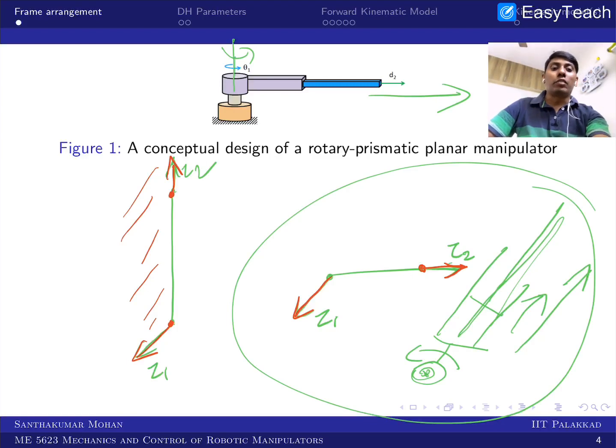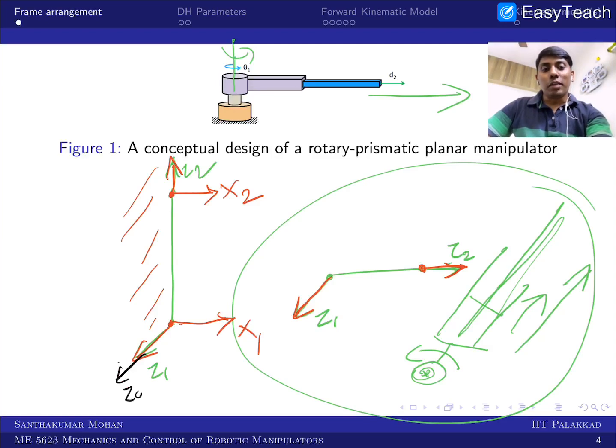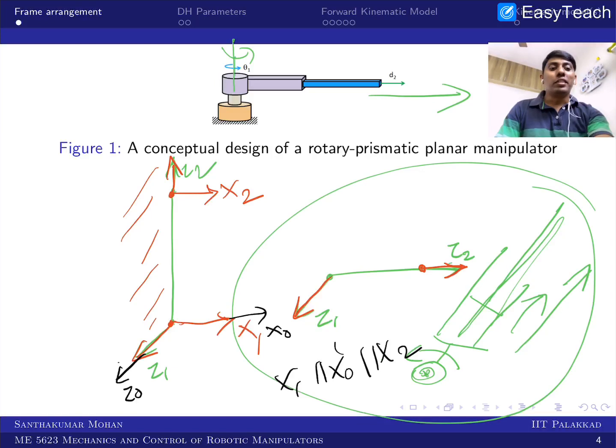Obviously x1 I can choose perpendicular to this, so I am taking it here. Similarly, for Z2, since there is no Z3, I can make x2 parallel. I can even go a little further: I can take this as my Z0 axis, and extend this as the x0 axis. You can see that x1 is parallel to x0 and parallel to x2. These are parallel to each other, and Z0 and Z2 are only 90 degrees apart. It is very easy to realize.